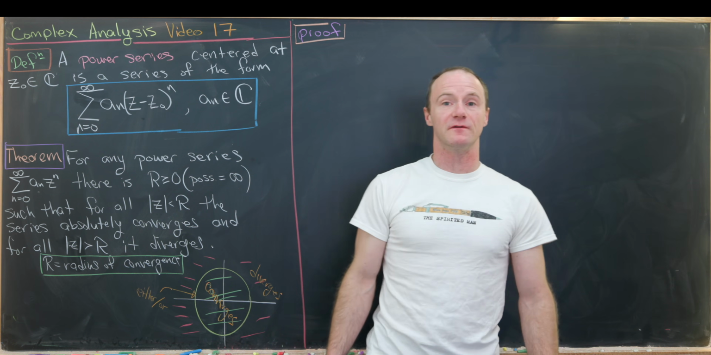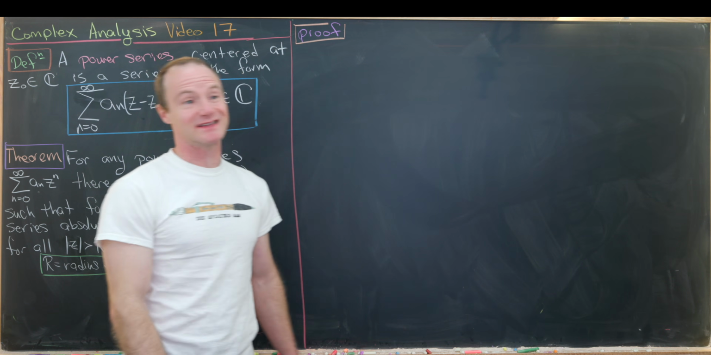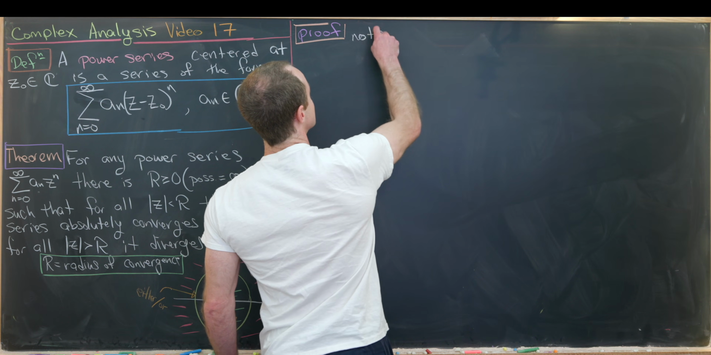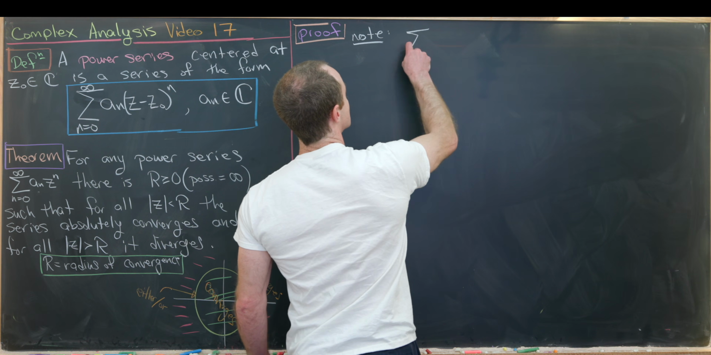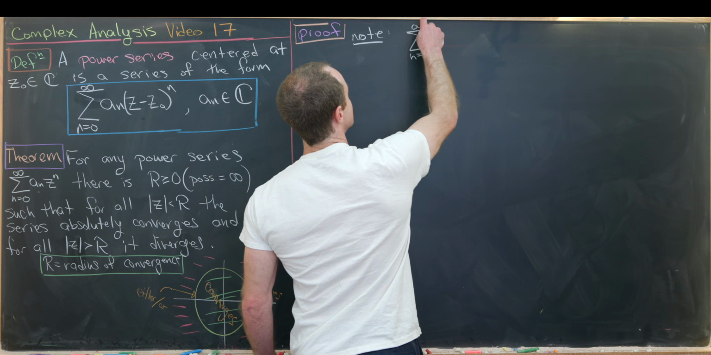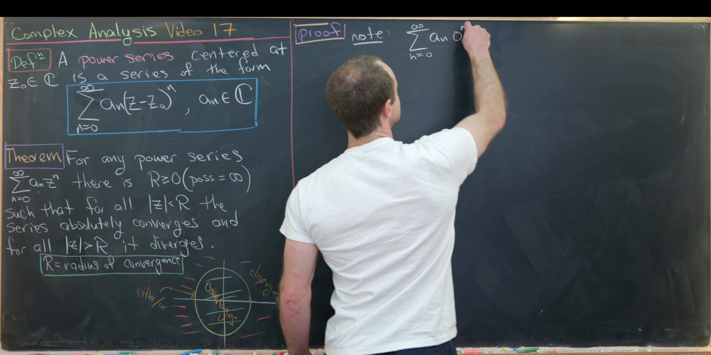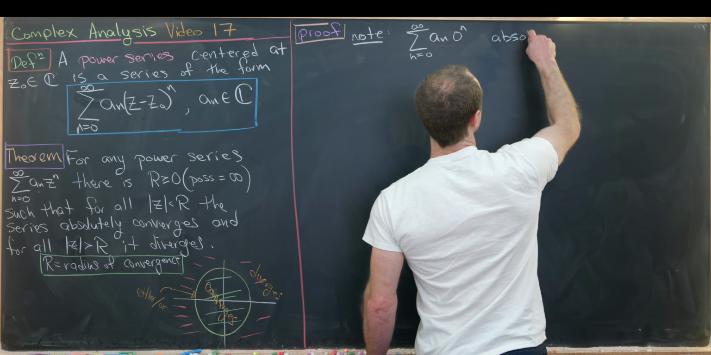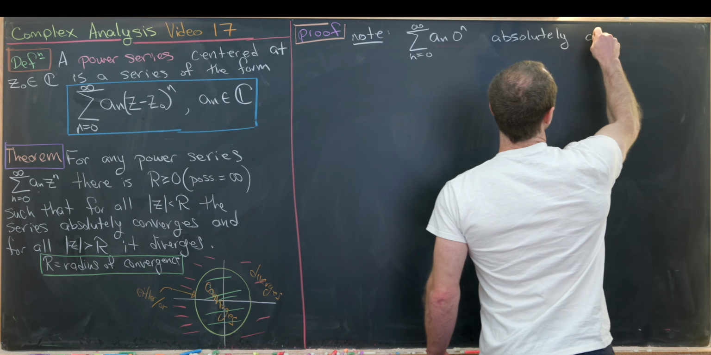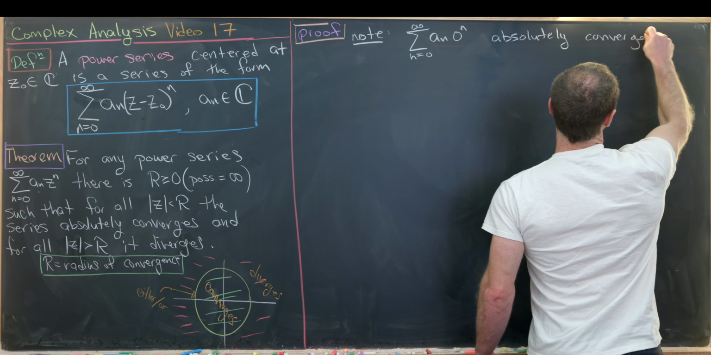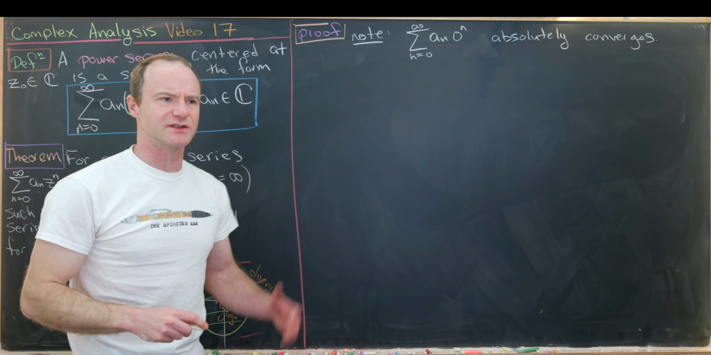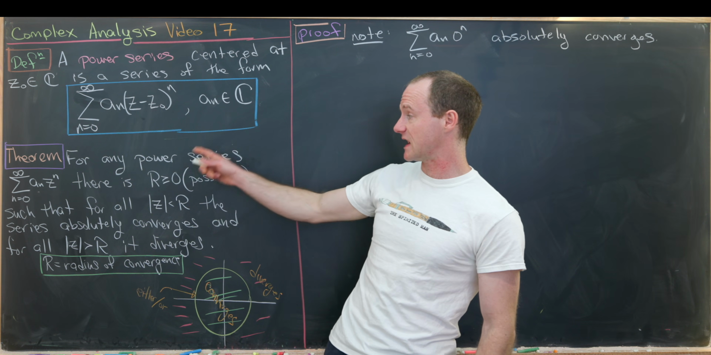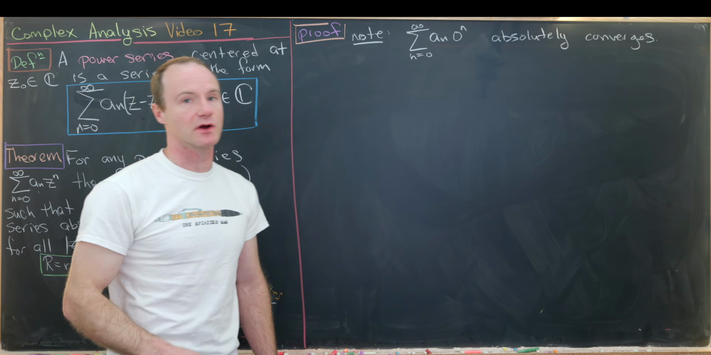So let's do the proof of this theorem before we look at a bunch of examples. Let's note first, to get started, that the sum as n goes from 0 to infinity of a_n times 0^n always converges. In fact, it absolutely converges. Why is that? It's really just the sum of 0 over and over again, so there's not much to do there. So that means that we at least have this case of convergence for R equals 0.